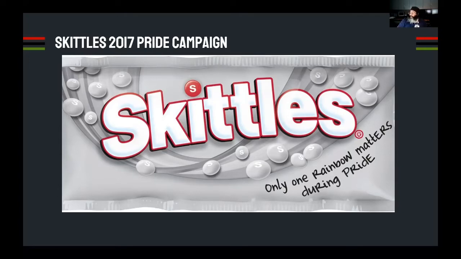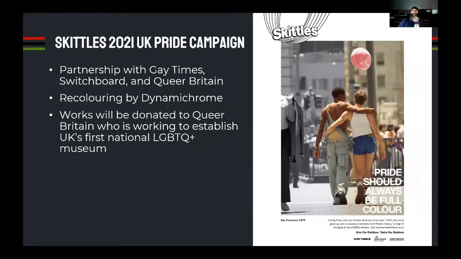This is Skittles 2017. Let's jump ahead to Skittles 2021. In 2021, Skittles partners with the Gay Times, Switchboard, and Queer Britain, and they launch this campaign, Pride should always be full color. They enlisted a company, Dimachrome, and they went back and colorized historic photography from some of the key moments in gay rights. Then they donated all of these to Queer Britain, who was working to establish the UK's first national LGBTQ museum. So this is working with the community to develop something that the community felt was meaningful, and using their resources to ensure that it happened.